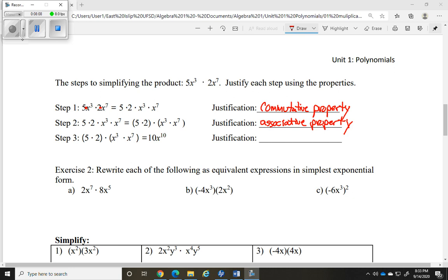And this last step, I guess I'm just going to call the multiplication property, because really all I did was multiply this. 5 times 2 is 10. And the rules of exponents tell us that x to the third times x to the seventh is x to the 10th, but it's because I'm multiplying. So I'm just going to call it the multiplication property. I'm not really sure what else I should call it.